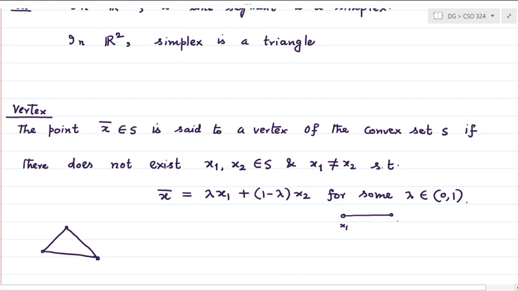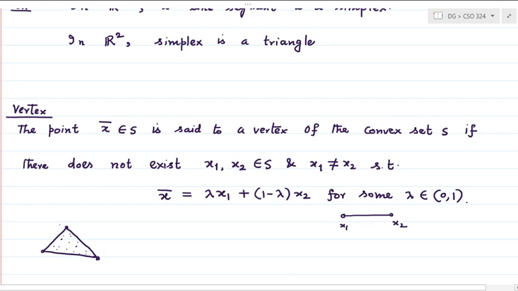Fine. And now try to find, for this particular point in the set S, where the set is this triangular region, can you identify a pair of points such that the line segment joining those two points contains this point?